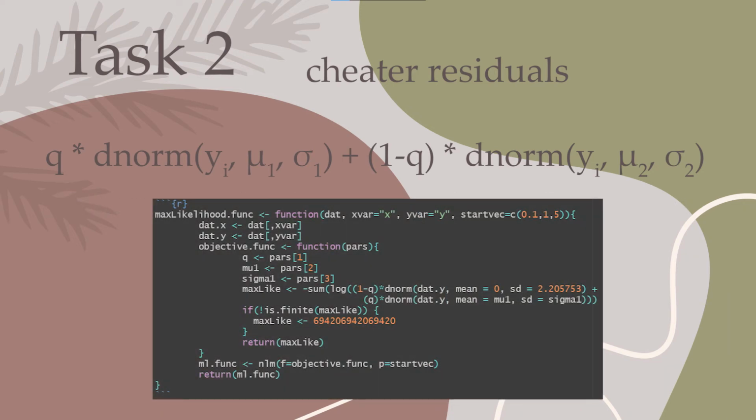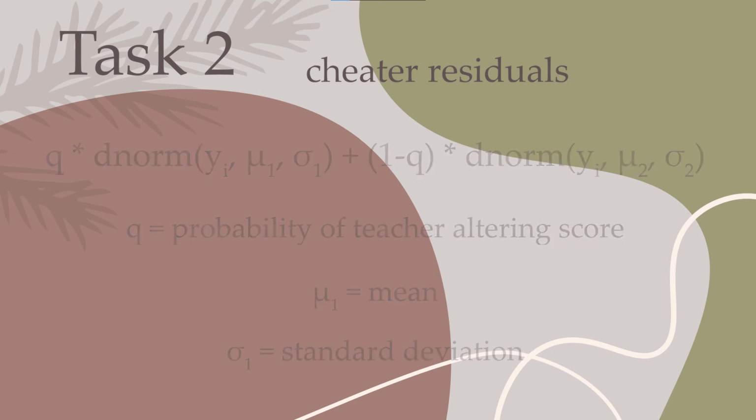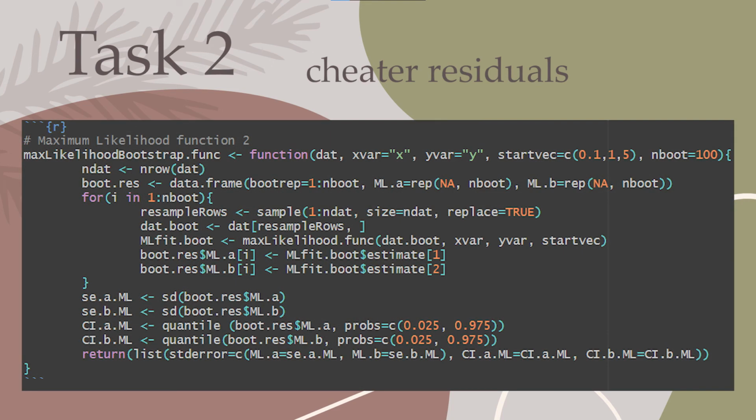Using a maximum likelihood estimator, we are able to estimate Q, mu1 and sigma1, which represent the probability the cheating teacher alters your score, the mean, and the standard deviation of this distribution, respectively. We use another function to obtain confidence intervals for our estimates.